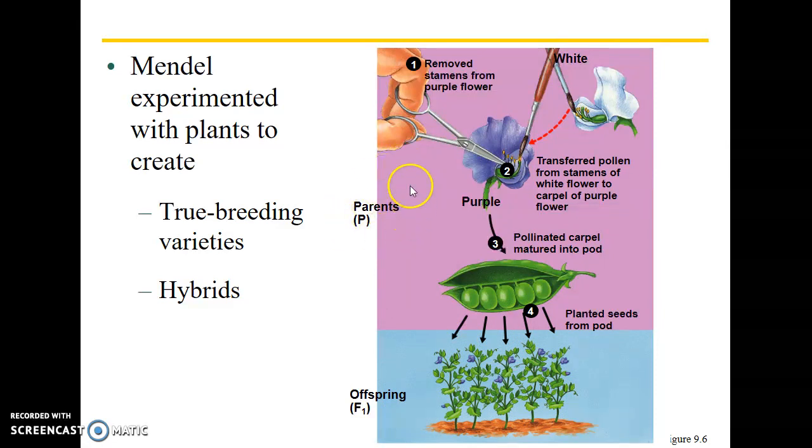Parental generation, or P generation, would be the purple-flowered plant and the white-flowered plant. And then the offspring, also known as F1 or filial 1 generation, would result from that cross. And you'll notice here, what we have resulting is just all purple-flowered pea plants. So this is one of the quirks that Mendel noticed. Why is it that when I cross a purple-flowered plant with a white-flowered plant, in the first generation I'm always getting 100% purple-flowered plants? What's happening to that white flower color, and why am I not seeing it?